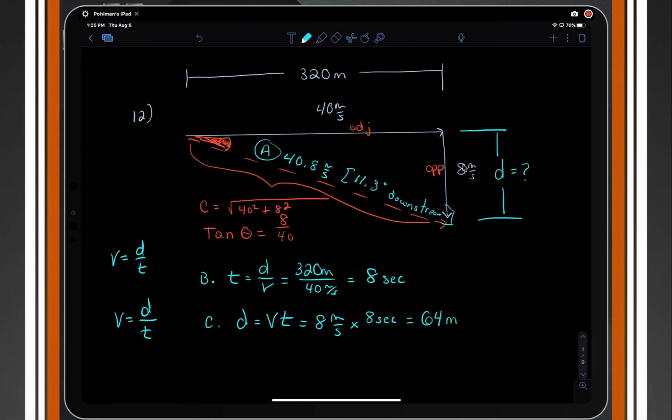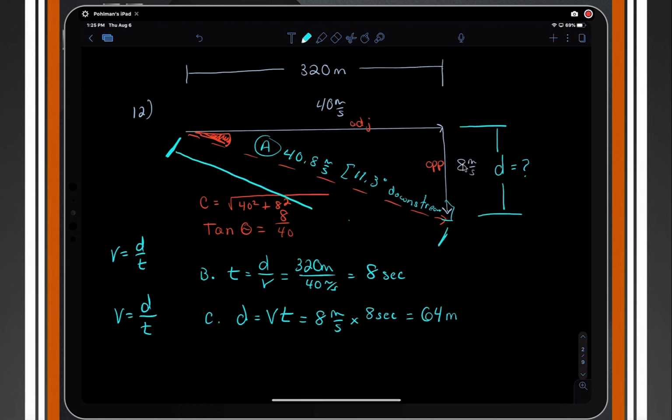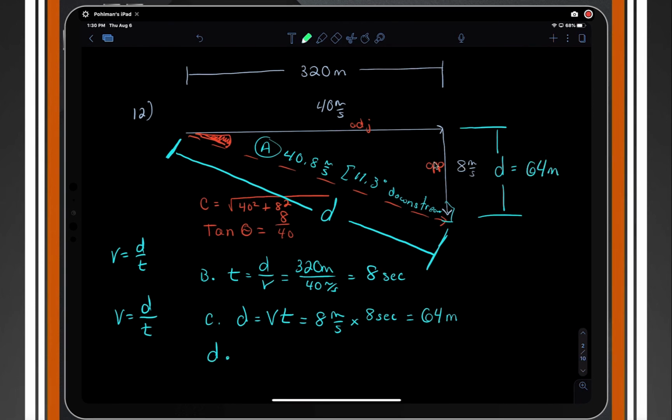The last question might be, since the boat is moving across and downstream, one might ask, what is the actual distance along this path right here? How can we figure out what this distance is? That's not a difficult question, and actually it gives you a lot of options. We have several different ways that we can solve this.